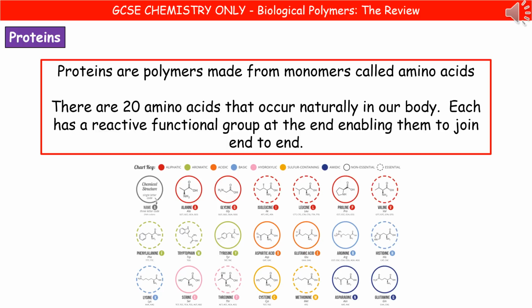The next biological polymer we have are proteins. Now, the protein is the polymer, and it's made from a monomer called an amino acid. And in your body, you've got 20 of them that occur naturally, and they will just join in different combinations to make all the different proteins that are in your actual body.